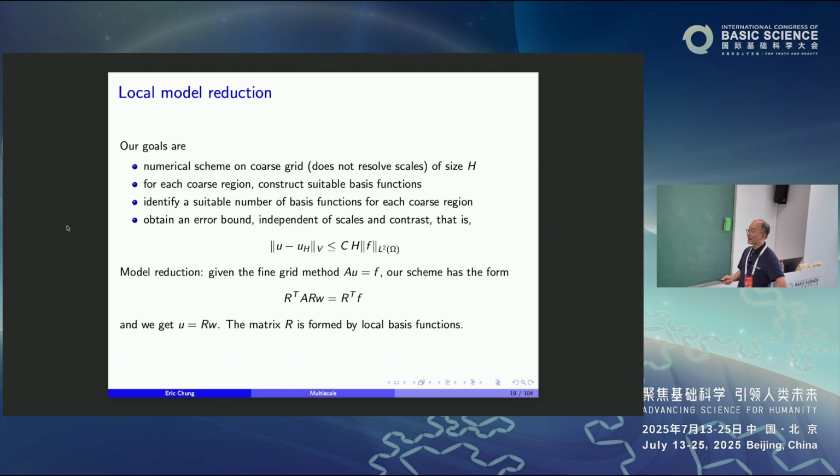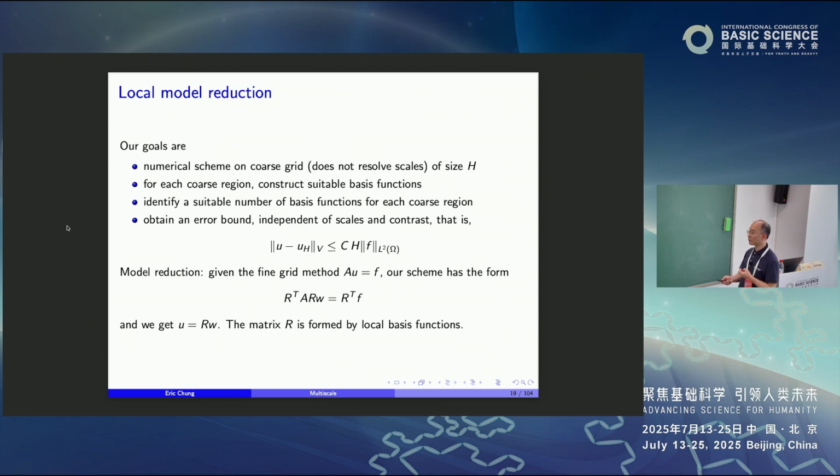So here are the main ideas. Our goals are the following. We want to construct a numerical scheme that is defined on a coarse grid, and the grid size capital H does not need to resolve the scales or oscillations of the coefficient kappa. For each coarse region, we will construct some suitable basis functions. And for each coarse region, we need to identify a suitable number of bases.